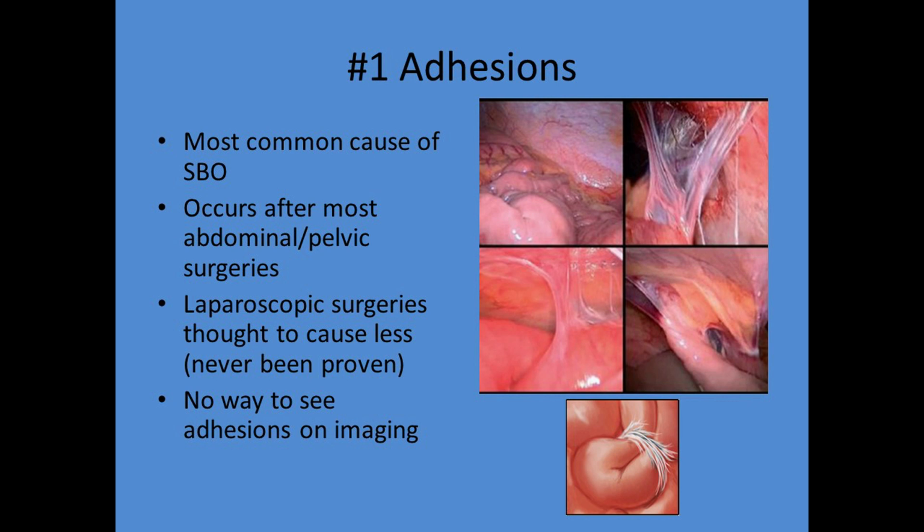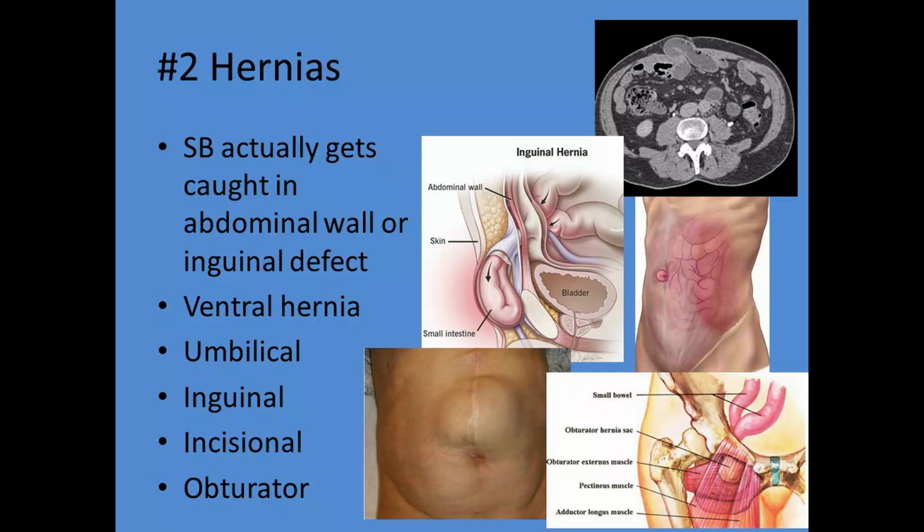So again, number 1 cause of small bowel obstructions, typically secondary to intra-abdominal adhesions. These typically occur after any abdominal or pelvic surgery, although they can sometimes form without any prior surgical intervention, although this is a rare cause. Laparoscopic surgeries are thought to cause less adhesions, however, this has never been proven. There is unfortunately no way to see these adhesions on imaging, and sometimes, if the surgeon suspects this to be the cause of small bowel obstruction, an exploratory laparotomy or diagnostic laparoscopy is the only way to be sure.